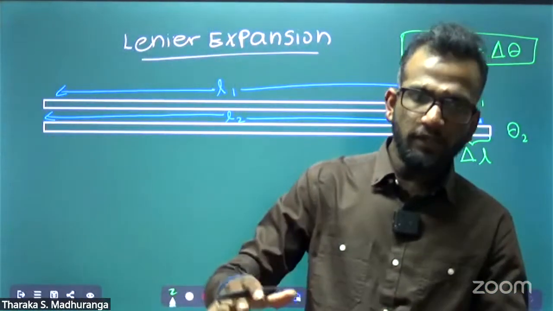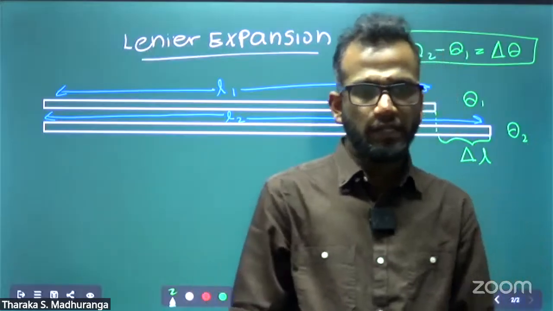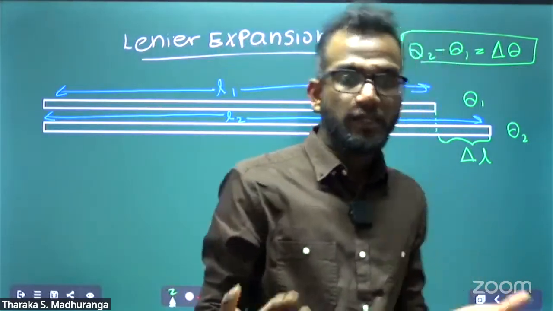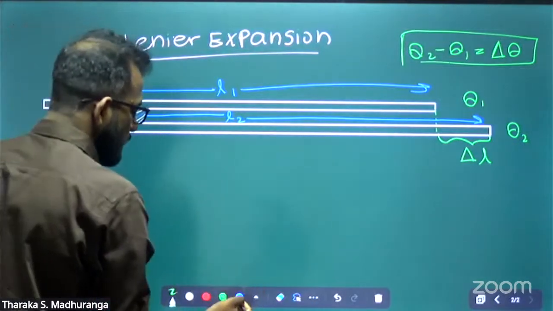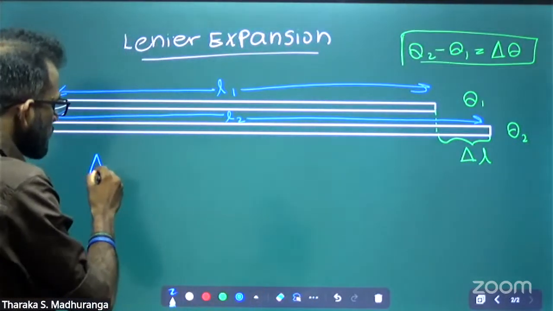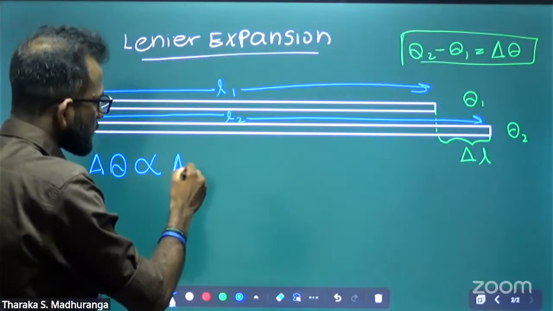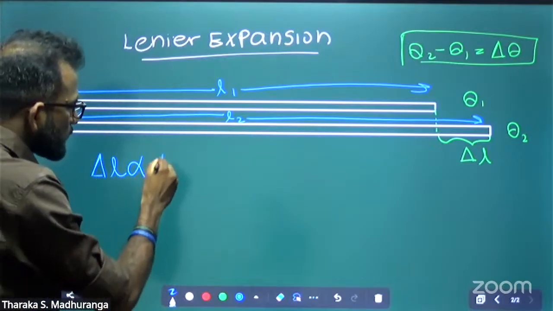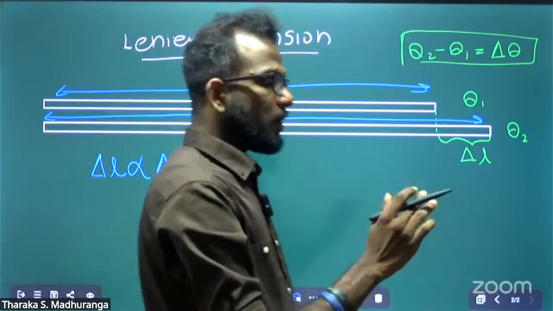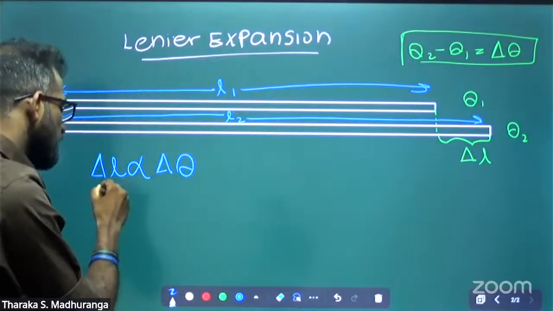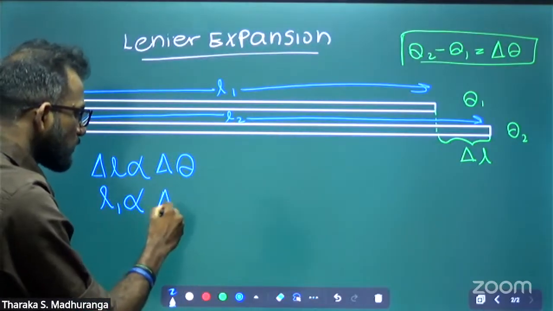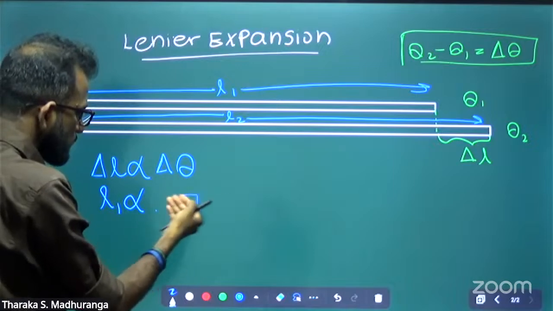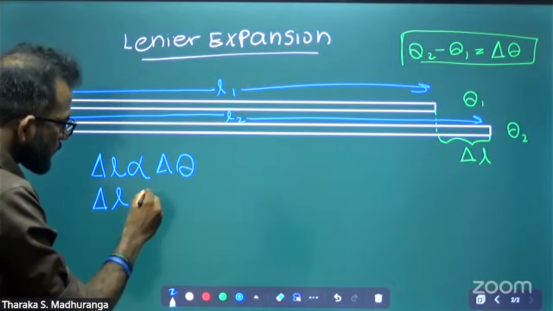There are three main factors: initial length, temperature difference, and material type. When the temperature difference increases, the linear expansion delta L increases. Delta L is directly proportional to delta theta. The second one: when the initial length L1 increases, delta L also increases. Delta L is directly proportional to L1.